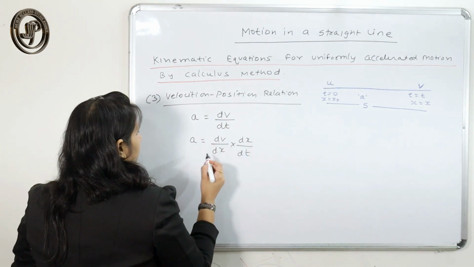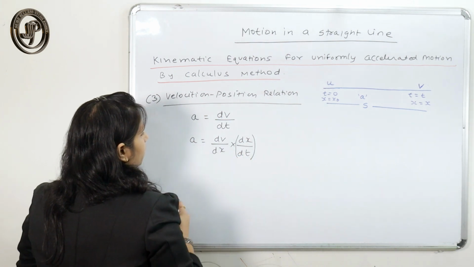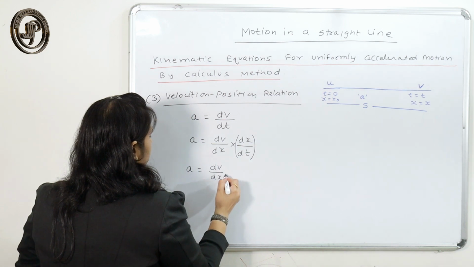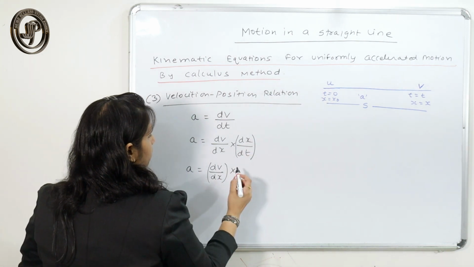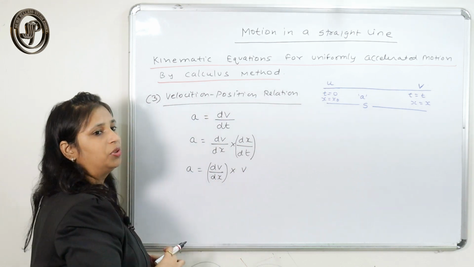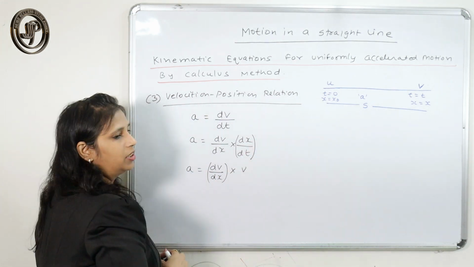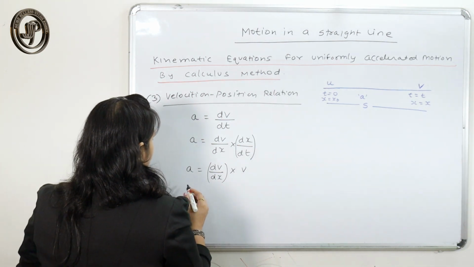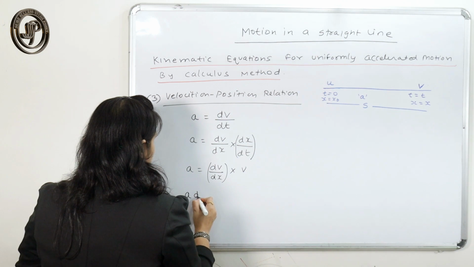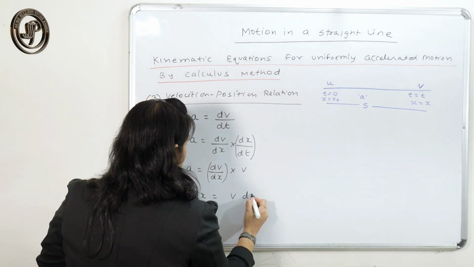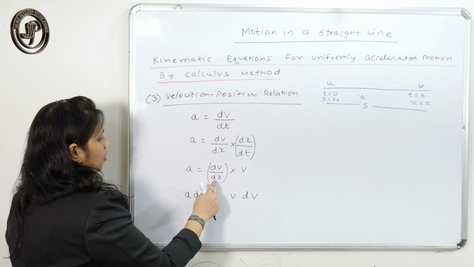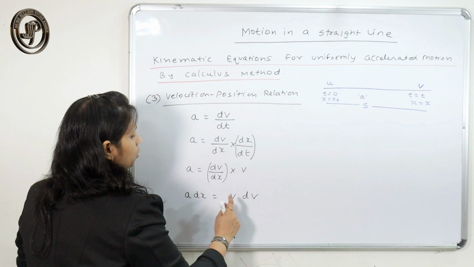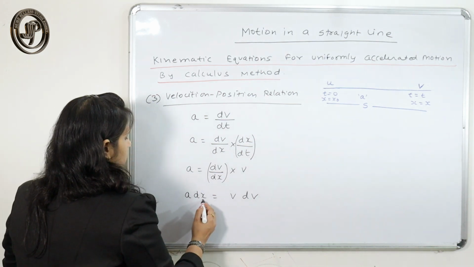Now, what can I write in lieu of dx by dt? In lieu of dx by dt, I can write v, because v is the instantaneous velocity, which is dx by dt. So this becomes v times dv by dx. If I rearrange things and transfer this dx to the LHS, I will get a dx is equal to v dv. Now, this is for a small value of dx.